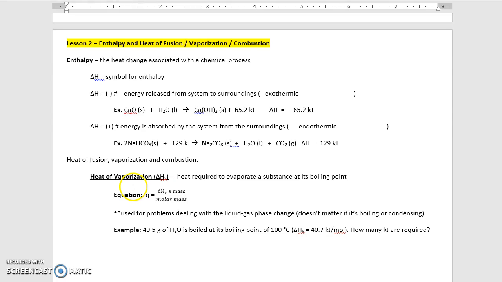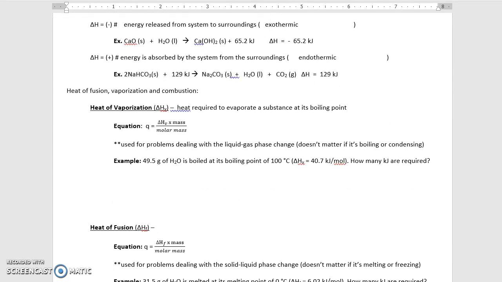So what's going to be important here is you have something undergoing the boiling point. So you're always looking at the liquid and gas phase change. It could be liquid to gas or gas to liquid. So again, that's mentioned here, liquid gas phase change. Your equation is going to be Q, which is heat, like we've been talking about, is this delta H value, the V to show you it's vaporization, times the mass divided by the molar mass. Only going to make sense when we give it a try here.